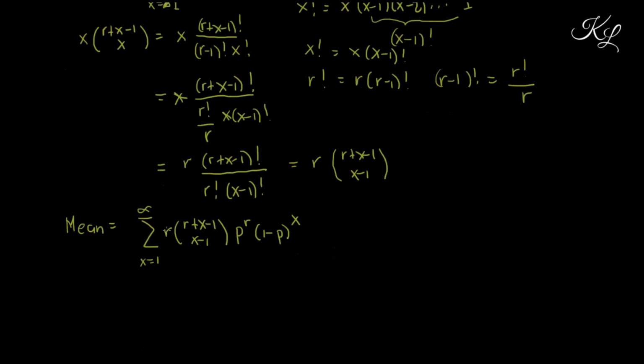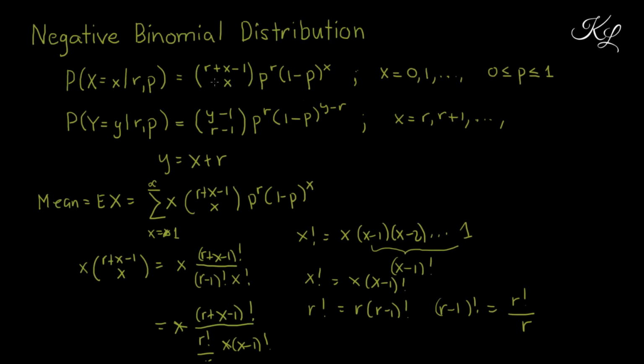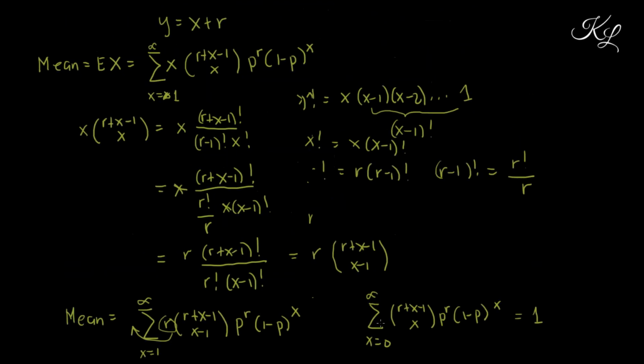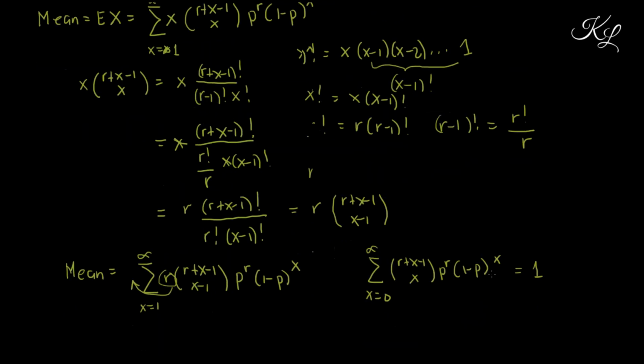Now we can move r out of the summation because it's a constant. Now in order to simplify this, I want to use the fact that the summation of a probability mass function is equal to 1. Let me rewrite it here. Summation of r plus x minus 1 choose x, p raised to r, 1 minus p raised to x, from x equals 0 to infinity, is equal to 1. Please take note that this one is not the same as the previous one because this one has an x minus 1 and this one does not. So this is a property of a probability distribution, that the summation over the domain where it is applicable is equal to 1.